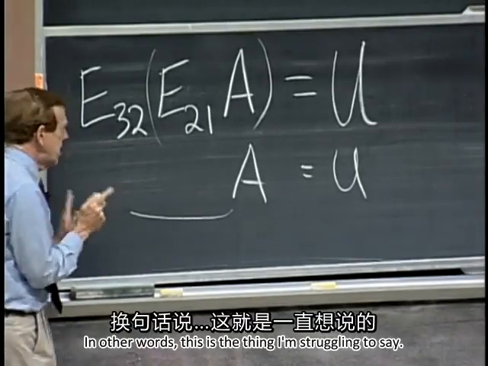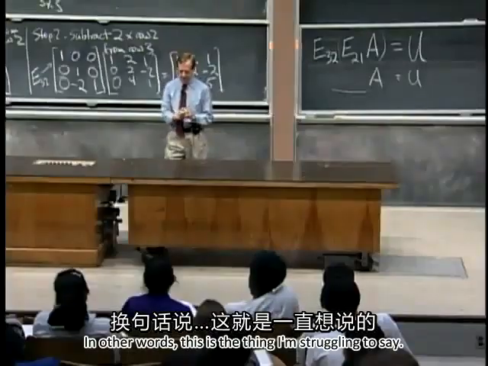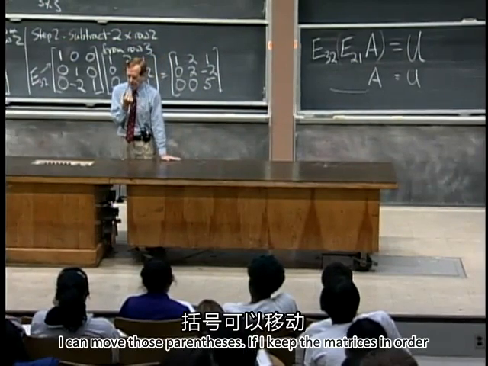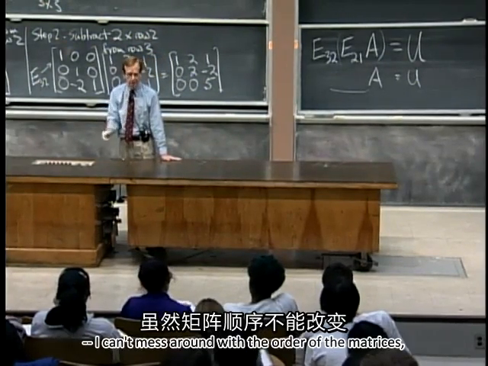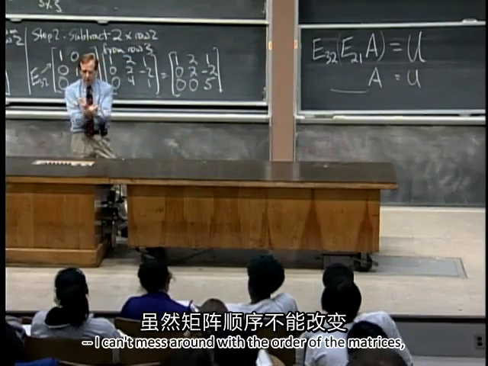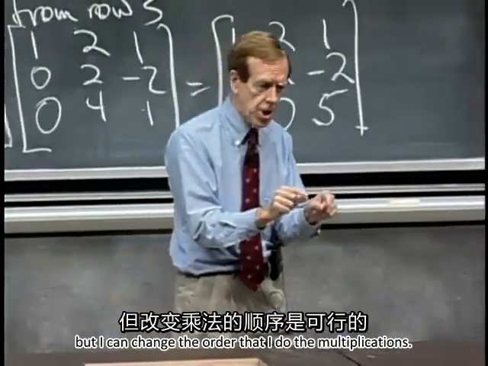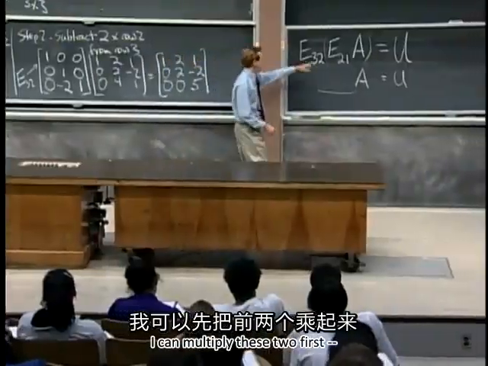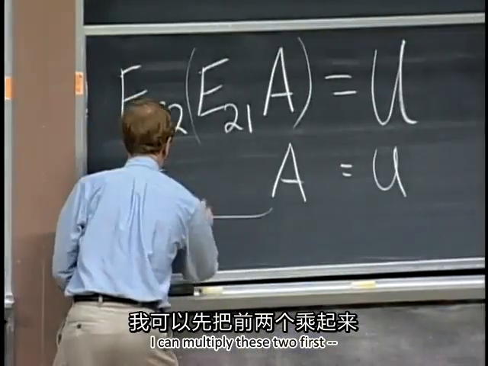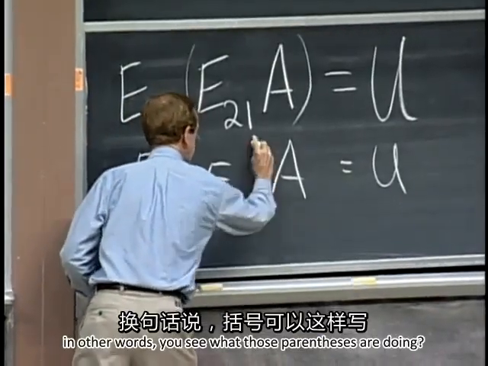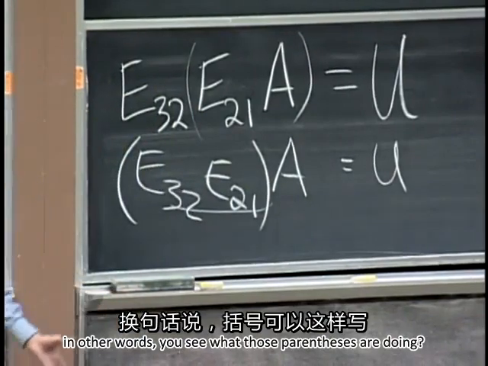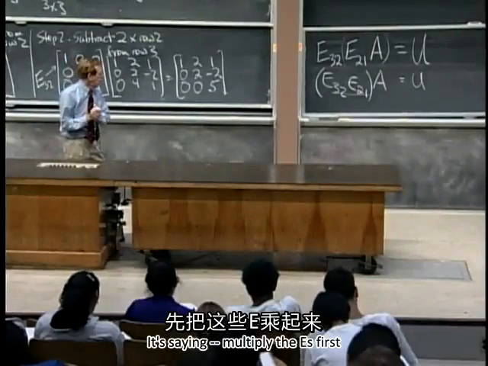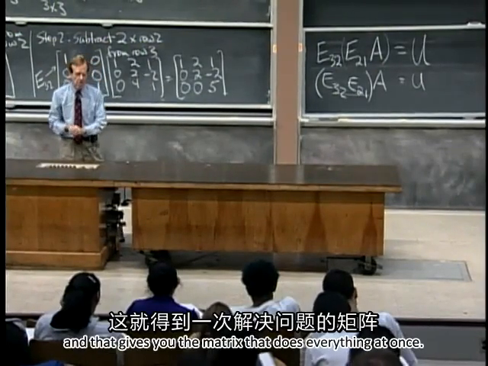In other words, this is the thing I'm struggling to say. I can move those parentheses. If I keep the matrices in order, I can't mess around with the order of the matrices. But I can change the order that I do the multiplications. I can multiply these two first. In other words, you see what those parentheses are doing? It's saying multiply the E's first, and that gives you the matrix that does everything at once.